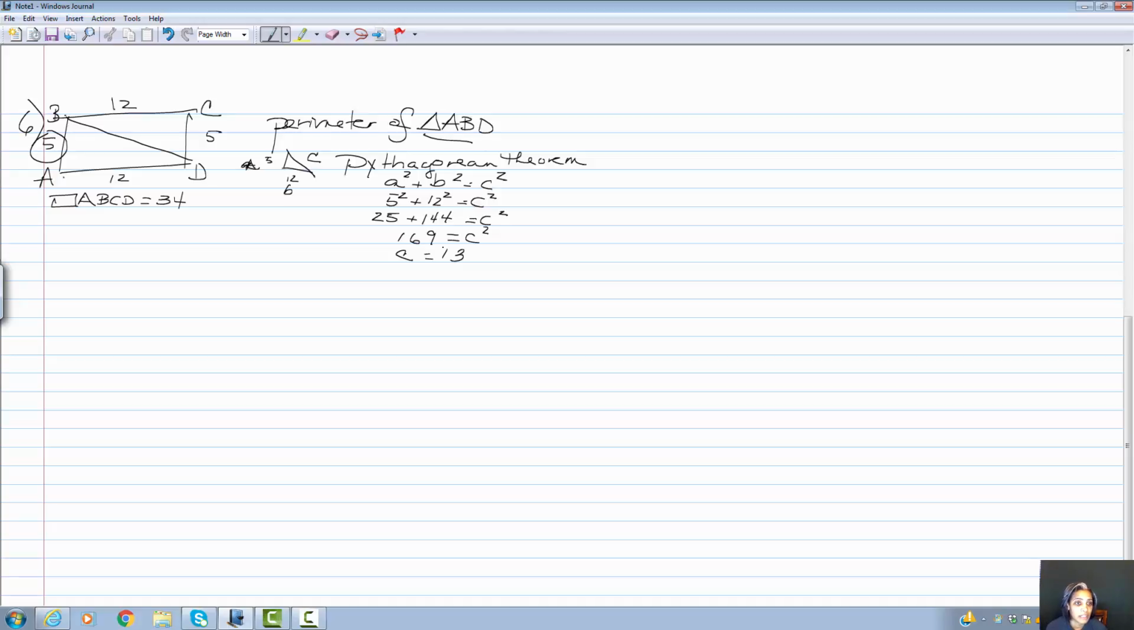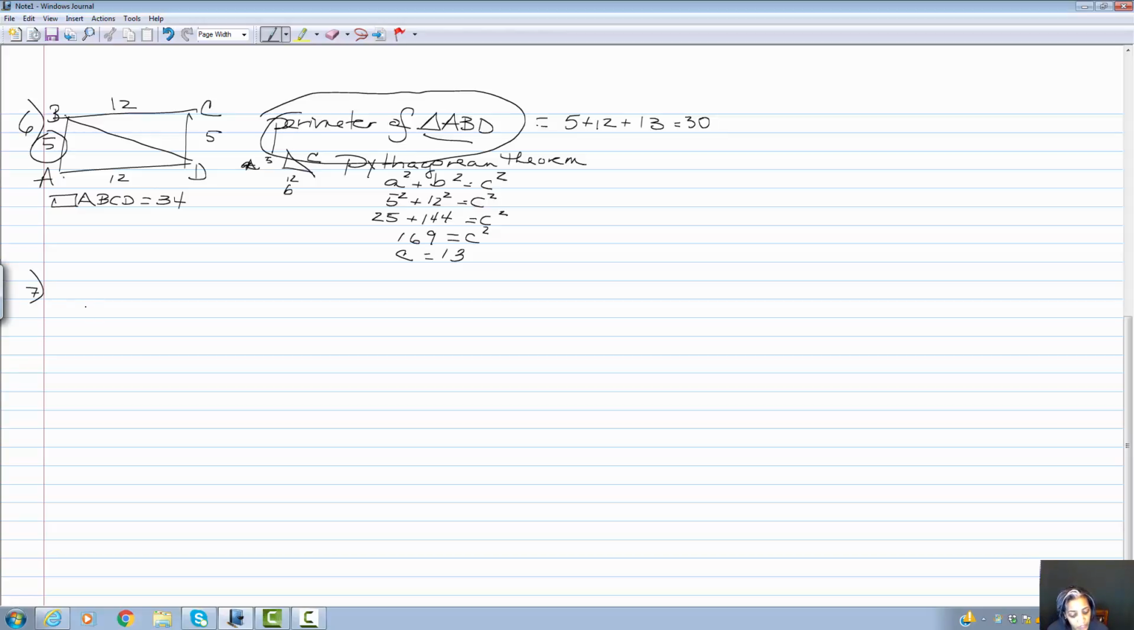Now here's the thing, you might think, okay, so the answer is 13. No, that wasn't the question. The question was, what's the perimeter of triangle ABD? So that's going to be equal to 5 plus 12 plus 13, which is 30. And that's the answer.